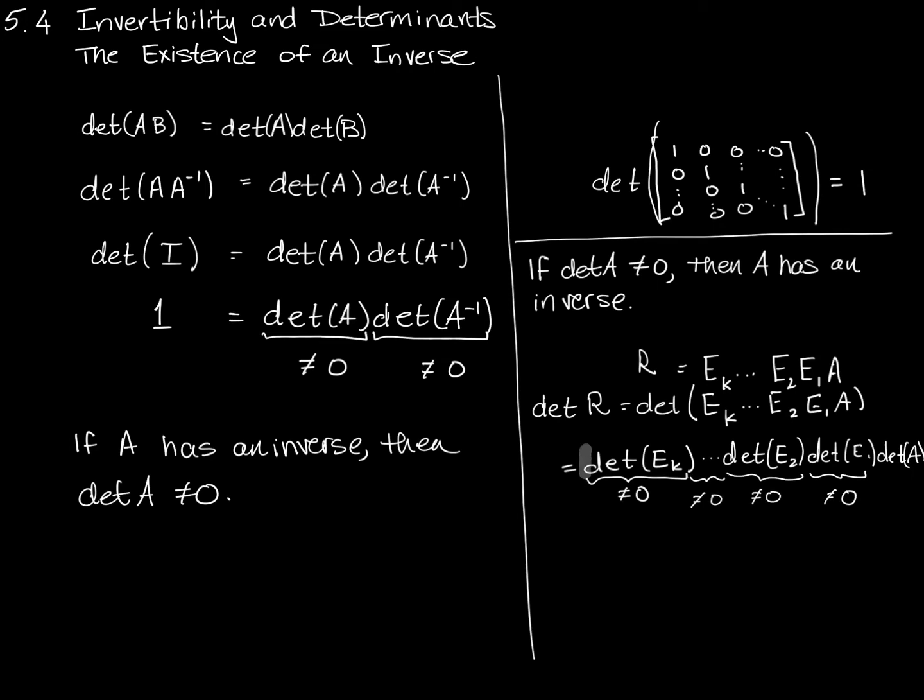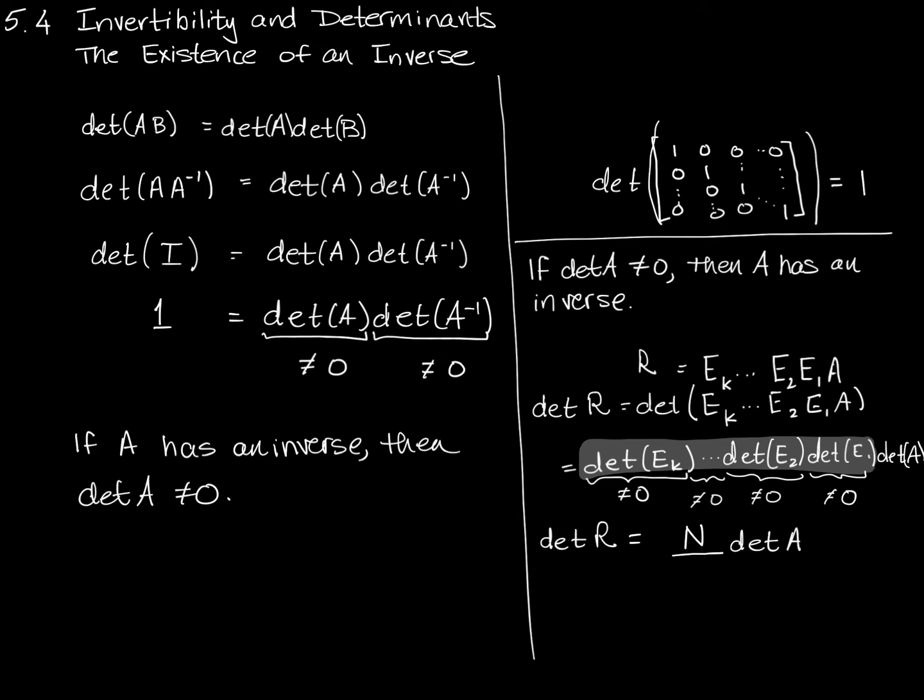All right, I'm going to take this string of determinants of elementary matrices, each one of which we know is not 0. I'm going to multiply them all together. They're just numbers, but they're not 0. And I'm going to call that number n, just so that we are not distracted by what we need to do next.